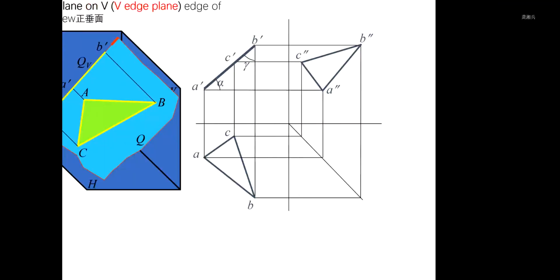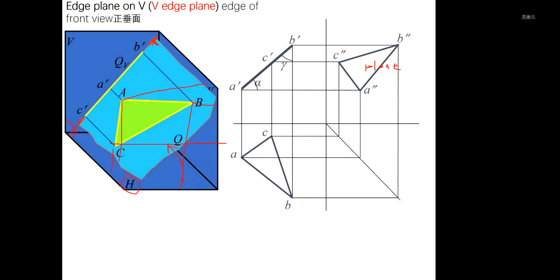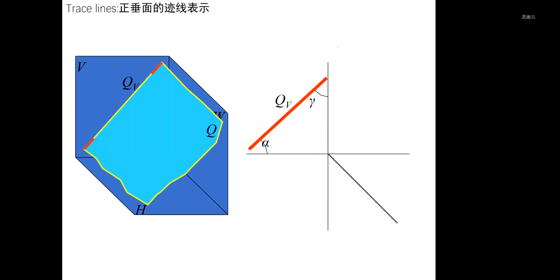So how about the tracing line? Here, we also need to finish the tracing line. Extending your line, your plane here, in this direction. So this is a tracing line here. This is a tracing line here. These two tracing lines are also parallel to the OY. Just like you extend here, you can get the tracing line. I show you the tracing line here. This one is PH, and this one is PW.